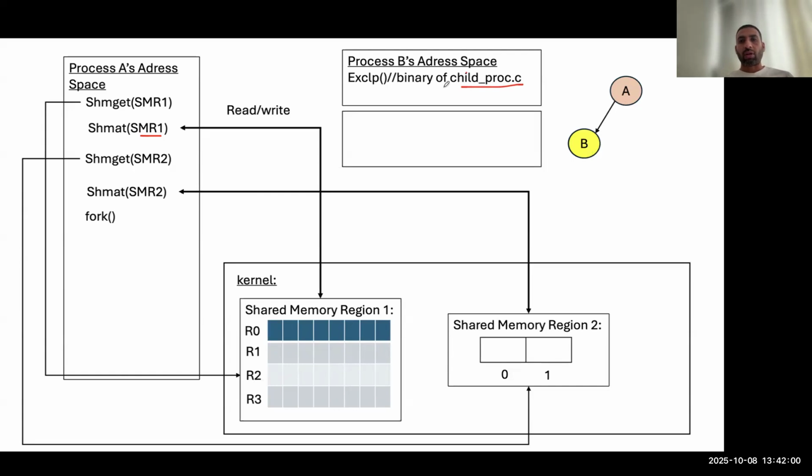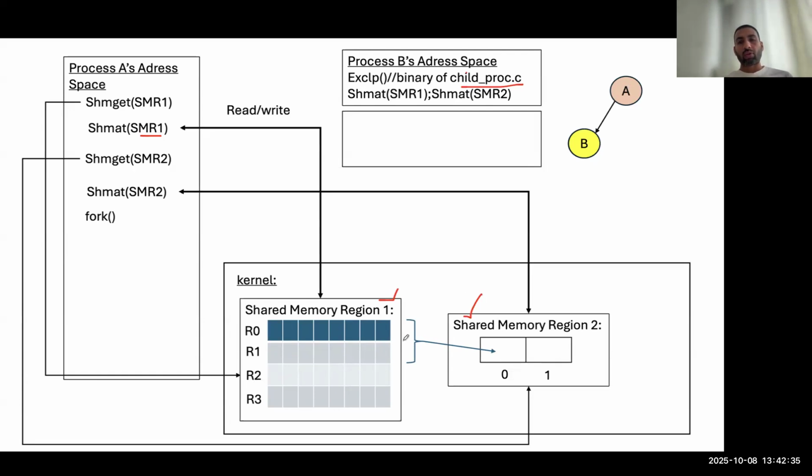Then when process B executes, which means it runs the binary of child process.c, it also executes shared memory attach SMR1 and shared memory attach SMR2, which means that both of these regions become readable and writable for process B. After that, what does process B do? It operates on the rows which are assigned to it, and who assigns them? Process A assigns them, right?